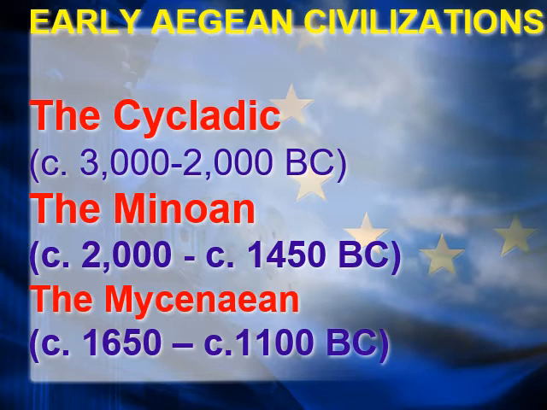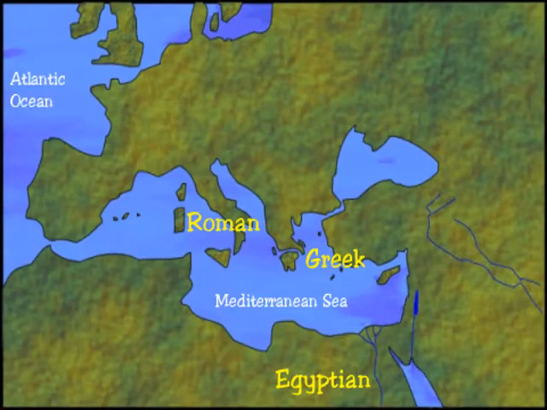In this particular lecture, we're going to look at the first two of these early Aegean civilizations, the Cycladic and the Minoan. So let's start with a look at the world of that time. We have moved finally to the western part of the world. We're looking at the Mediterranean Sea, and you can see where, in general, the Roman and Greek civilizations grow up.